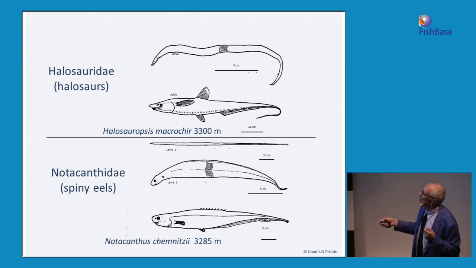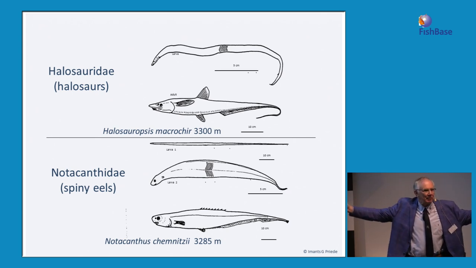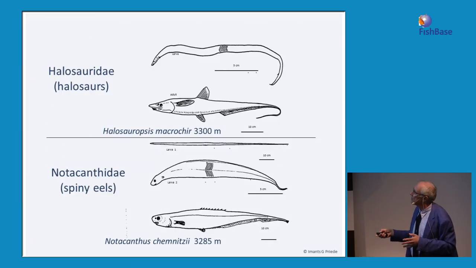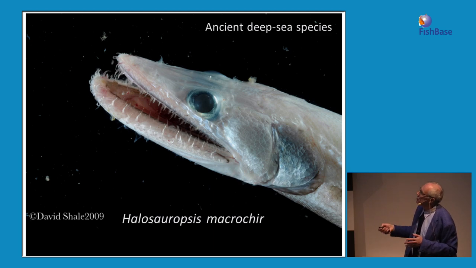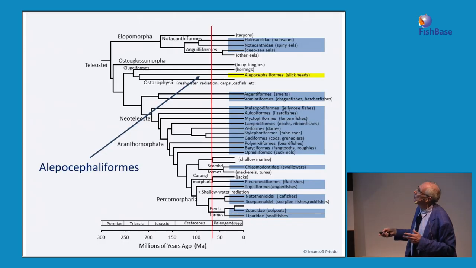And some of these larvae can be remarkable. This one is over a meter long. You know, when you think of a larva, you always think, oh, I'll just get the microscope. But you don't need a microscope to see this larva. And it actually shrinks as it metamorphoses into an adult. Notacanthus. This is a halosaur, and it's a characteristic ancient deep sea species.